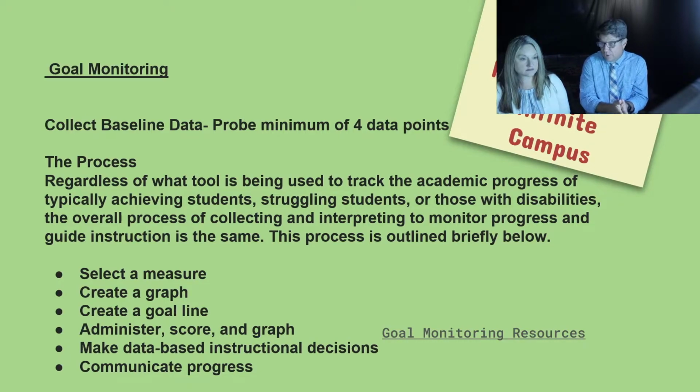You're going to select a measure. You're going to keep that measure the same. You're going to create a graph, and that graph and a goal line, that aim line, is going to show you, is that student trending toward meeting that goal? And then you're going to administer and score and graph those data points consistently within the time that's specified in the annual goal. How frequently should we be doing it? Every other day, a couple times a week, weekly? Are we doing it twice a month?